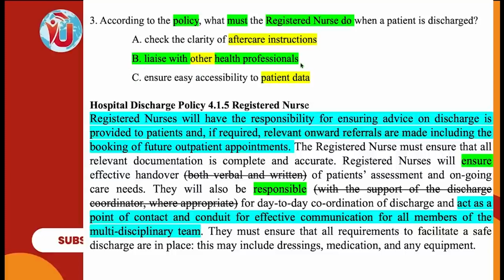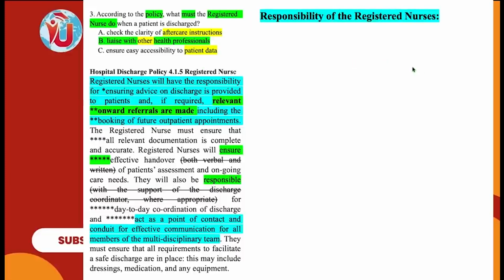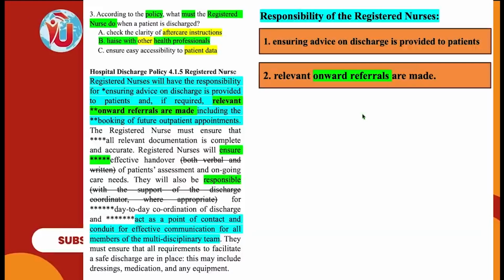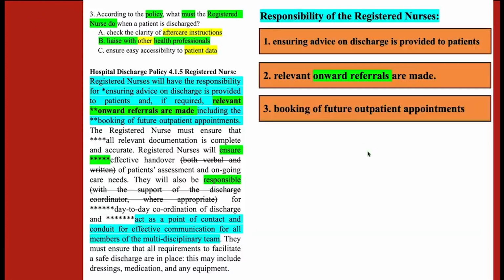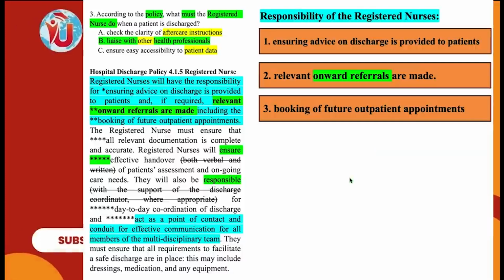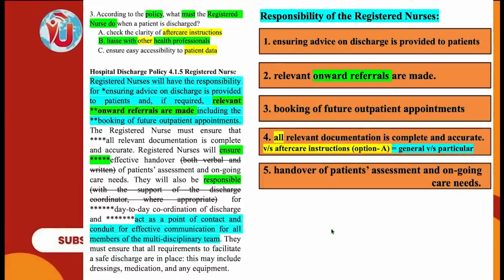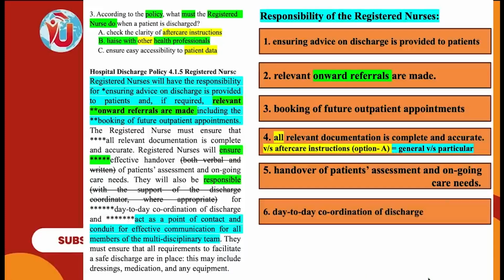Heading is registered nurse. What are the responsibilities? 1, ensuring advice on discharge is provided to patients. 2nd, relevant onward referrals are made. 3rd, booking of future outpatient appointments. 4th, all relevant documentation is complete and accurate, versus aftercare instruction, option A, general versus particular. 5th, handover of patient's assessment and ongoing care needs. 6th, day-to-day coordination of discharge. 7th, act as a point of contact and conduit for effective communication for all members of the multidisciplinary team.